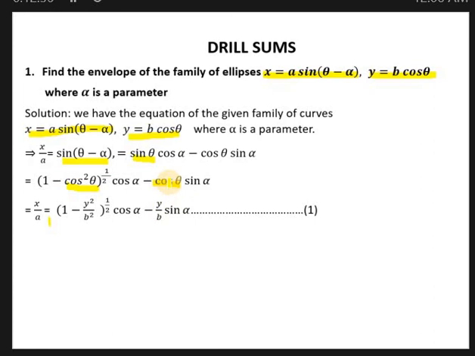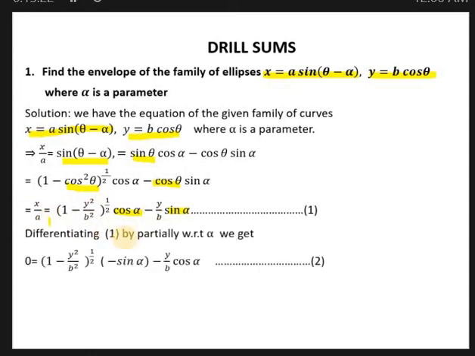Now further differentiating this equation. So let us consider this equation as 1, and now differentiate this equation with respect to the parameter alpha. Now see, in this equation we have to differentiate only cos alpha and sin alpha, because partially when you differentiate with respect to alpha, y, b become constants. Even x is also constant.